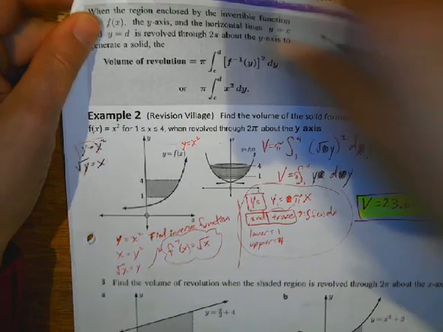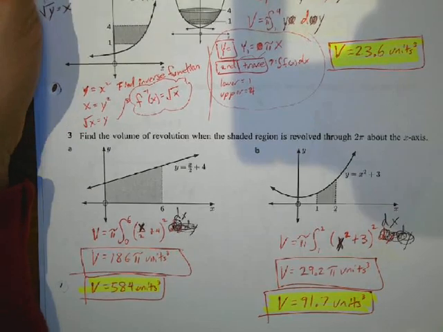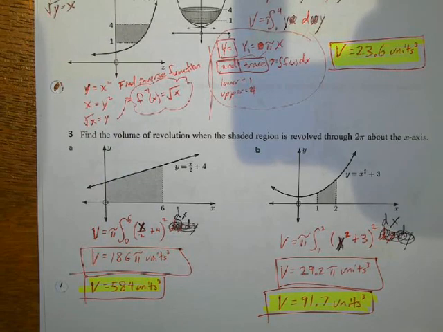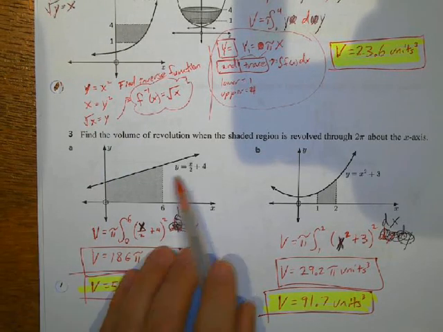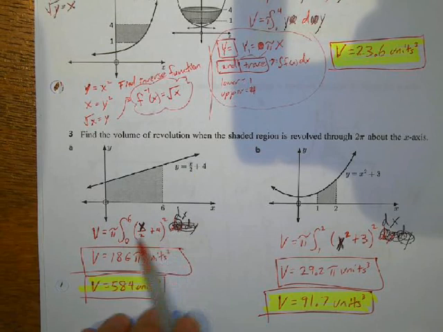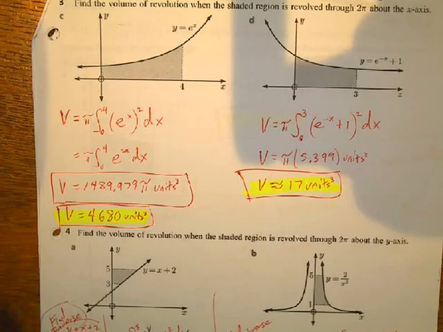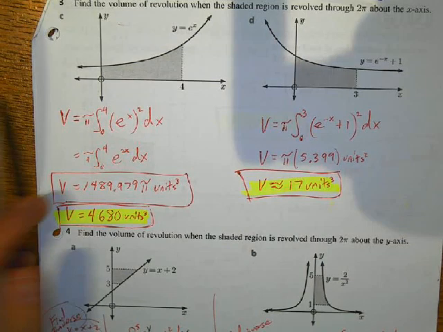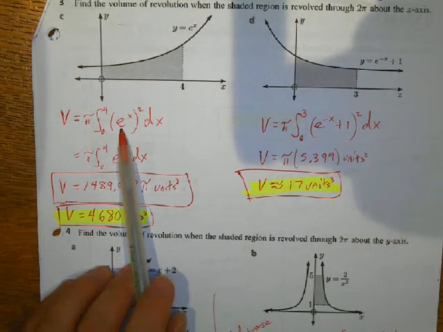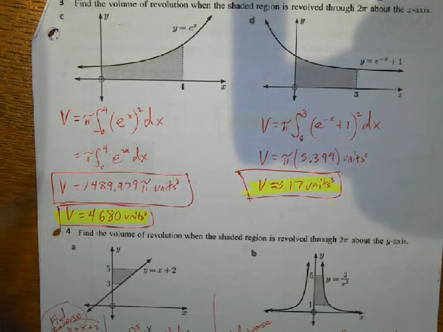So I think for the Revision Village, you need to watch that. The rest of it is simply typing it and putting it into the calculator. Here's the function they give you, x over 2 plus 4. You're going to take this function, square it, and multiply it by pi, and take the integral of that with respect to dx. Okay? So, same thing. You're just going to take that function, the lower bound to the upper bound, and put it in the calculator.